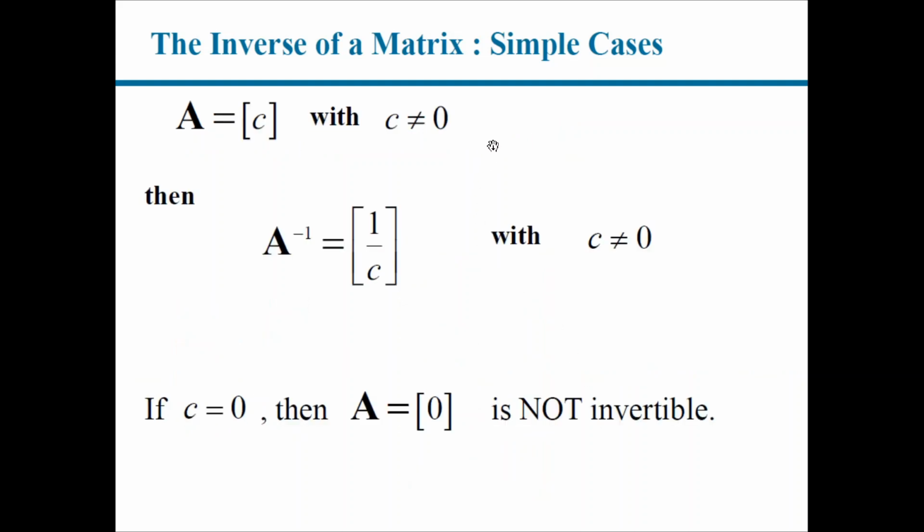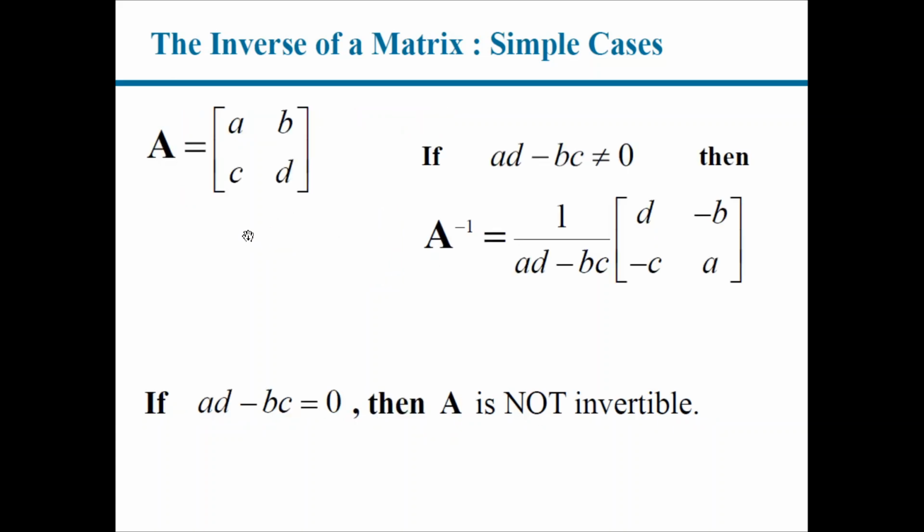In the case of a 1 by 1 matrix, which is very rare, we don't use those. When the entry is different from 0, the inverse is 1 over the entry. Obviously, if the entry is 0, our matrix is the 0 matrix, and the 0 matrix does not have an inverse. So this one would not be invertible. For any other value of C different from 0, the inverse of a 1 by 1 matrix is here.